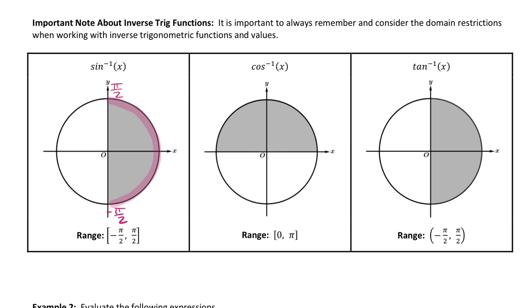So if you have a positive input value, you're going to give me an angle between 0 and pi over 2. If you have a negative input value, you're going to give me some angle between negative pi over 2 and 0.